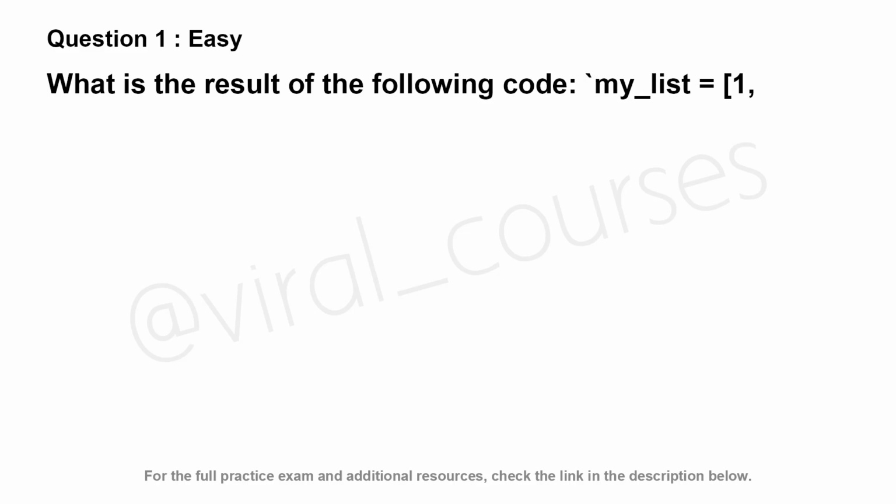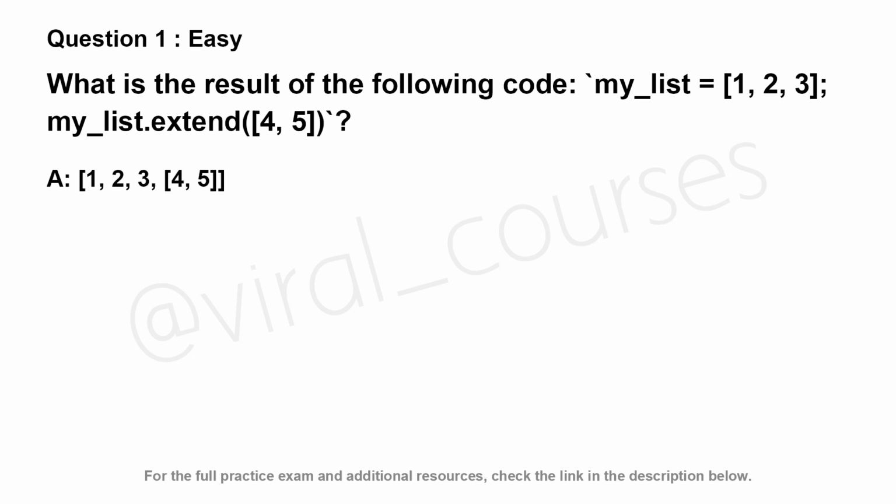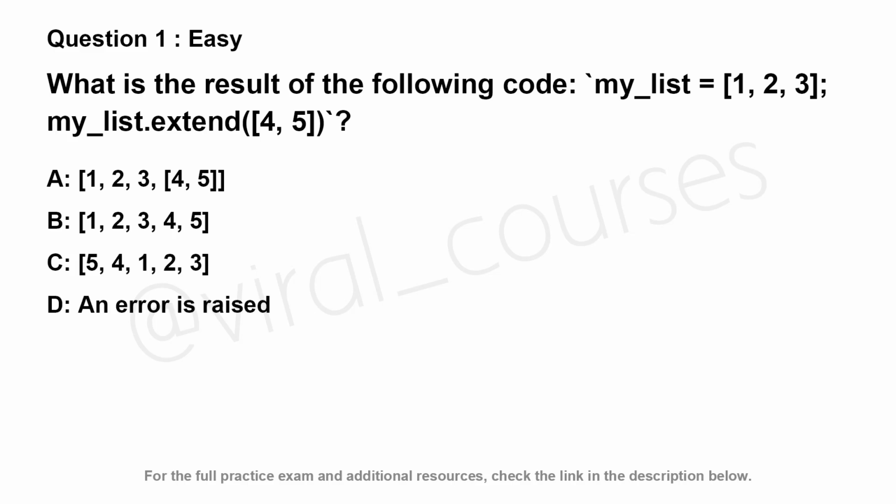What is the result of the following code? my_list = [1, 2, 3], my_list.extend([4, 5]). Option A, [1, 2, 3, 4, 5]. Option B, [1, 2, 3, 4, 5]. Option C, [5, 4, 1, 2, 3]. Option D, an error is raised.